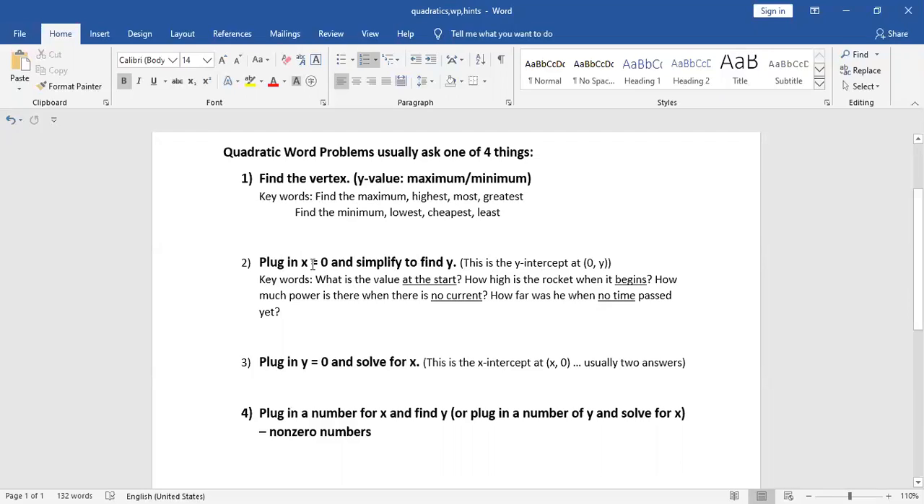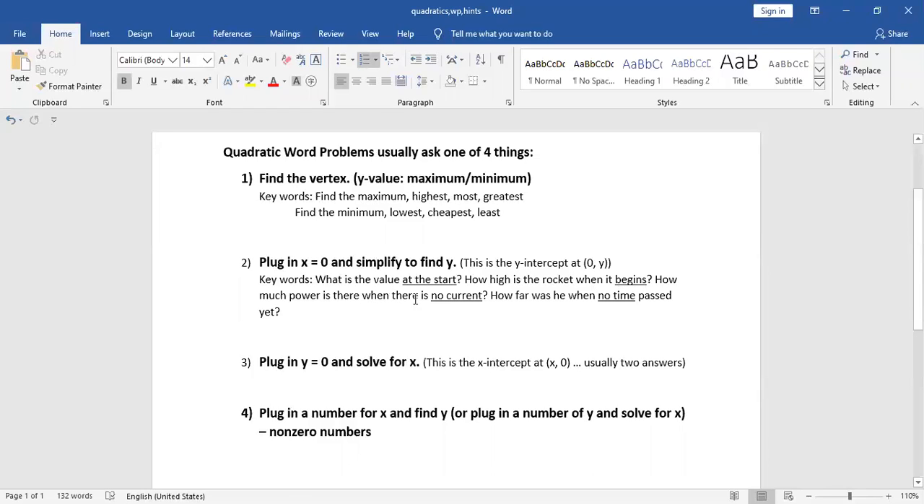Now, they might not literally say the number 0, but it's going to be secretly in there and you have to look for it. So they might say, what is this value at the start? Well, at the start, no time has passed, so that means x equals 0. How high is the rocket when it begins? Well, when it begins, no time has passed. Again, so that's really secretly an x equals 0 question.